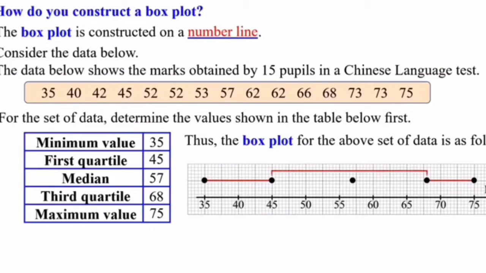Then we connect using the red vertical line, and we draw a box. Make sure the height of the box is the same to the left and to the right of the median. Make sure the box is nice and uniform. So this is how we draw the box.